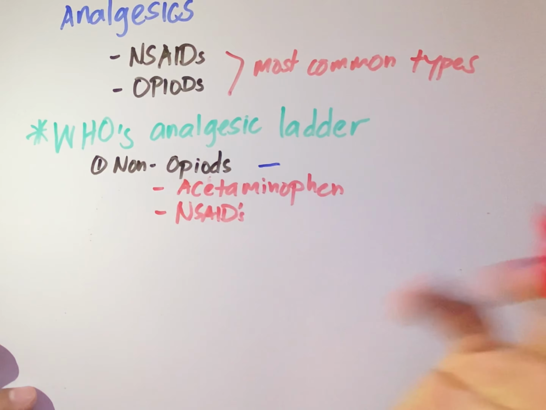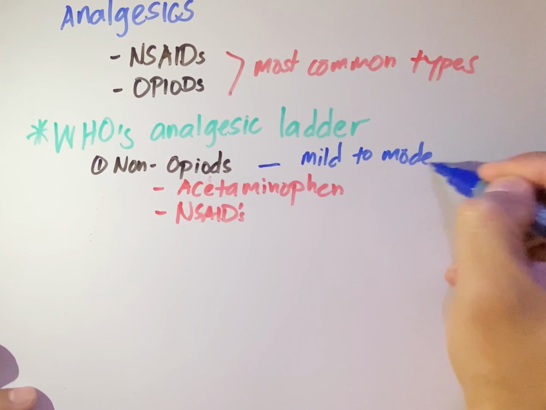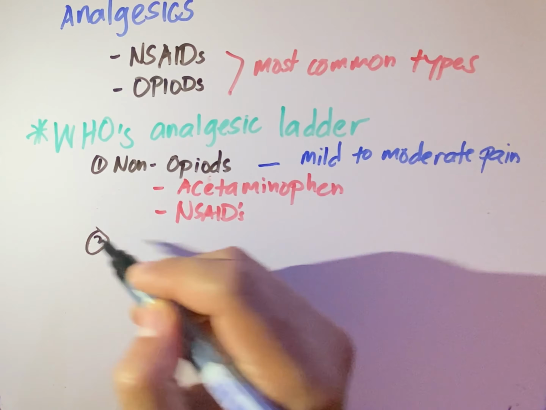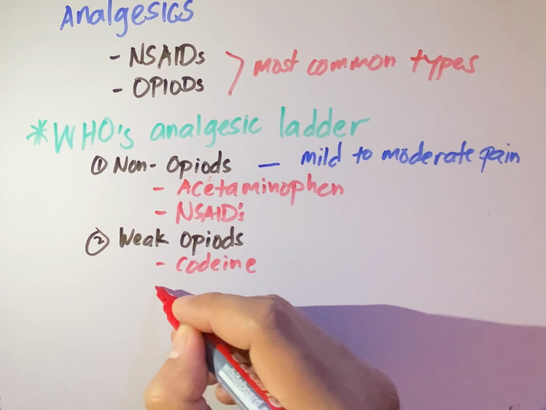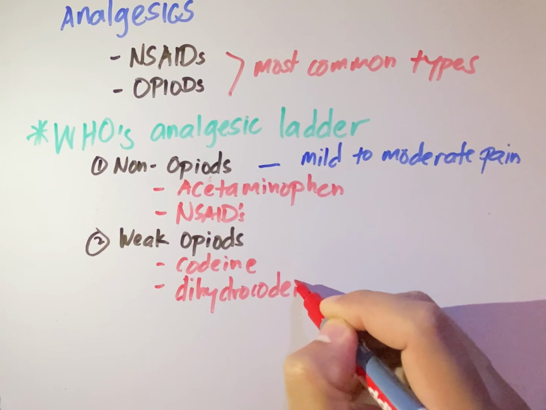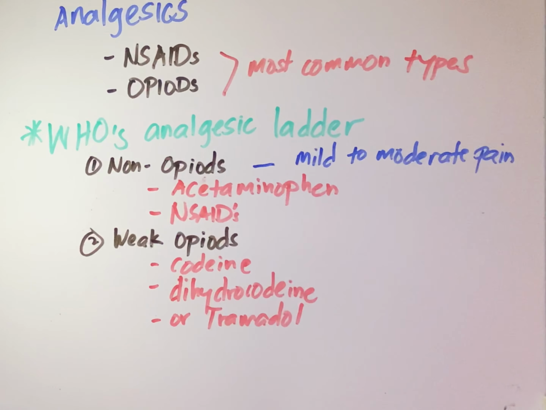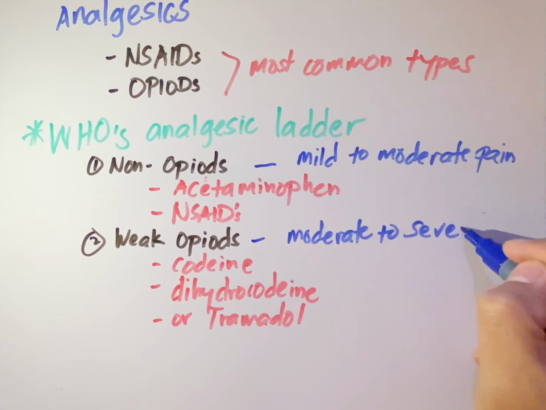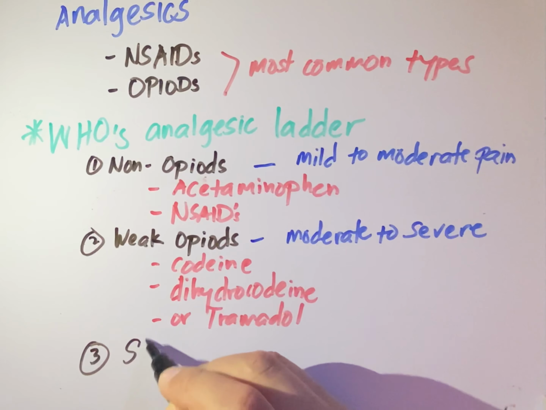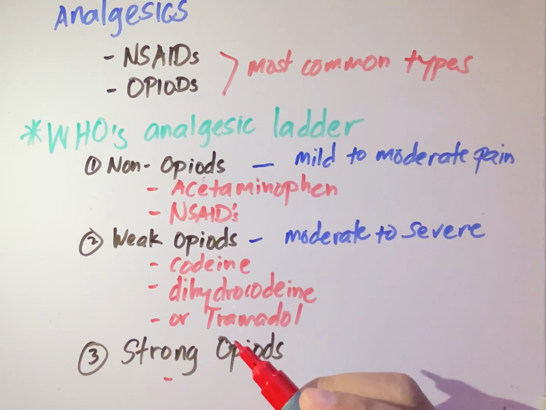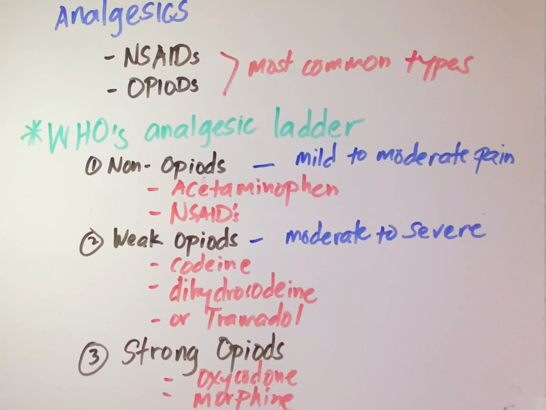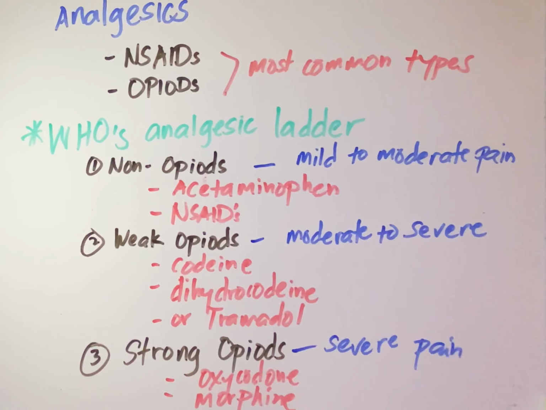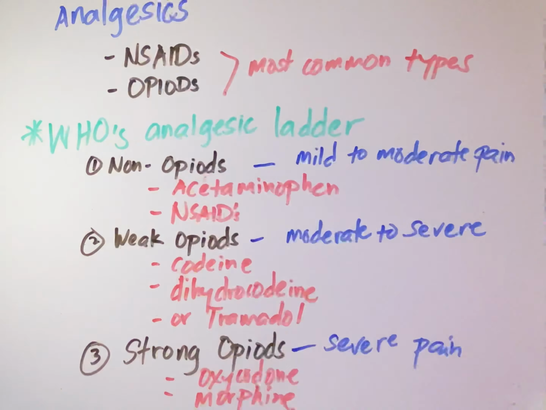The World Health Organization's analgesic ladder is an example of this. The non-opioid analgesics, such as paracetamol or acetaminophen and NSAIDs, are recommended for mild to moderate pain. Then we have weak opioids, such as codeine, dihydrocodeine, or tramadol, recommended for moderate to severe pain. And the stronger opioids, such as oxycodone and morphine, for severe pain.